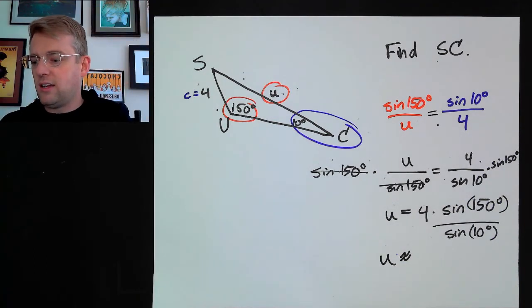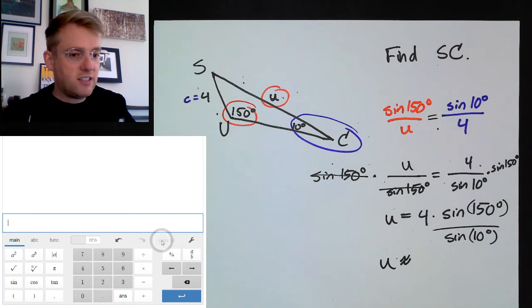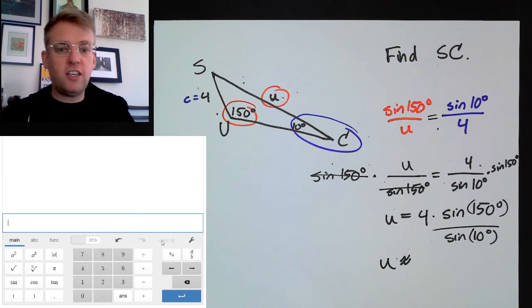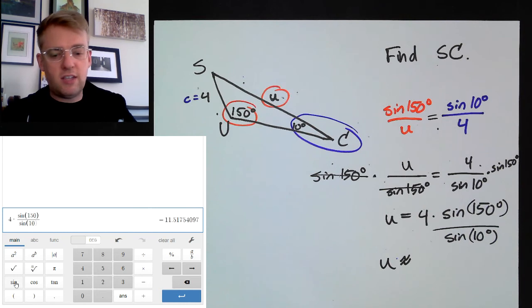Going to desmos.com/scientific. Going to clear out what was in here from the last lesson and just key in exactly what I've got in front of me. 4 times the sine of 150 divided by the sine of 10.